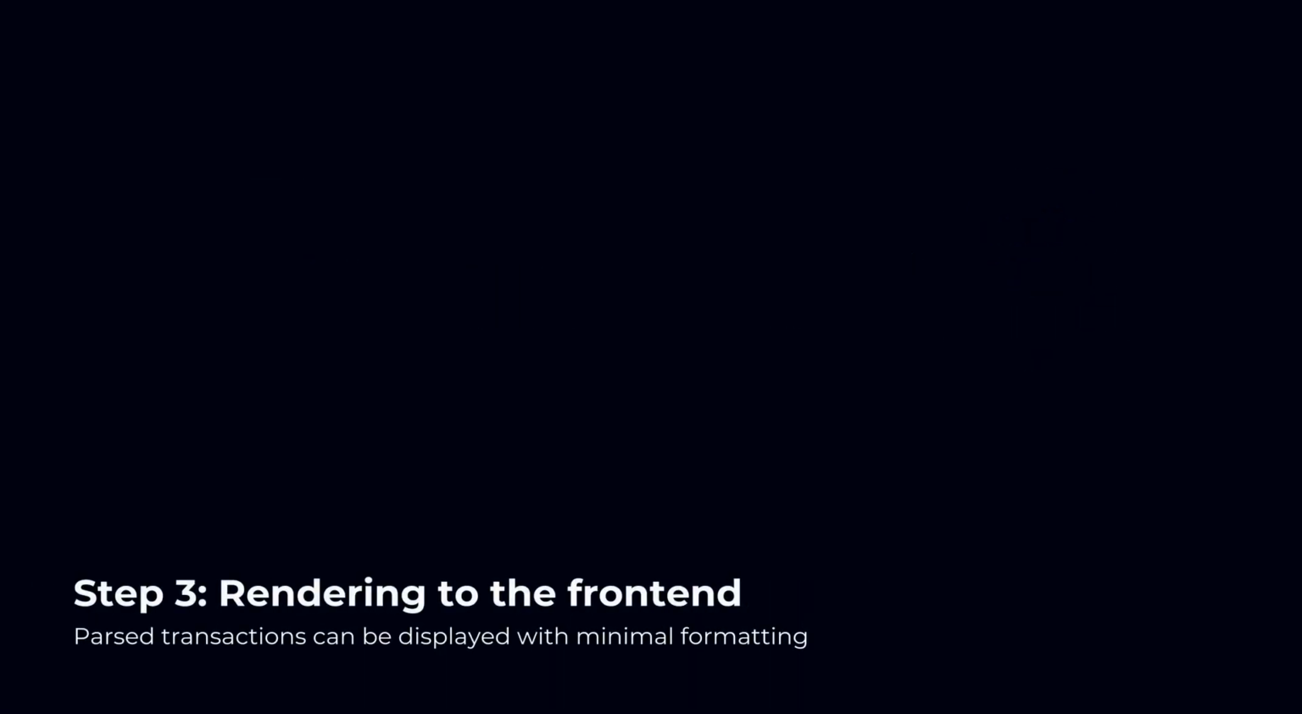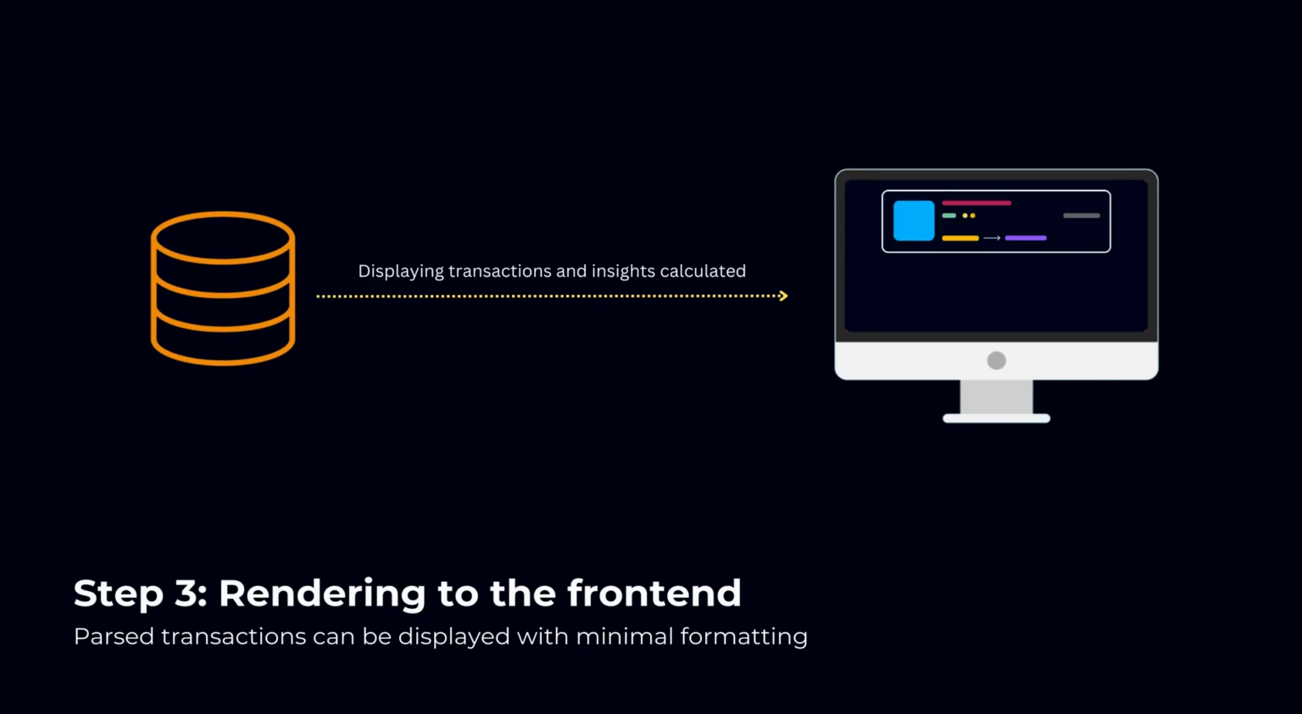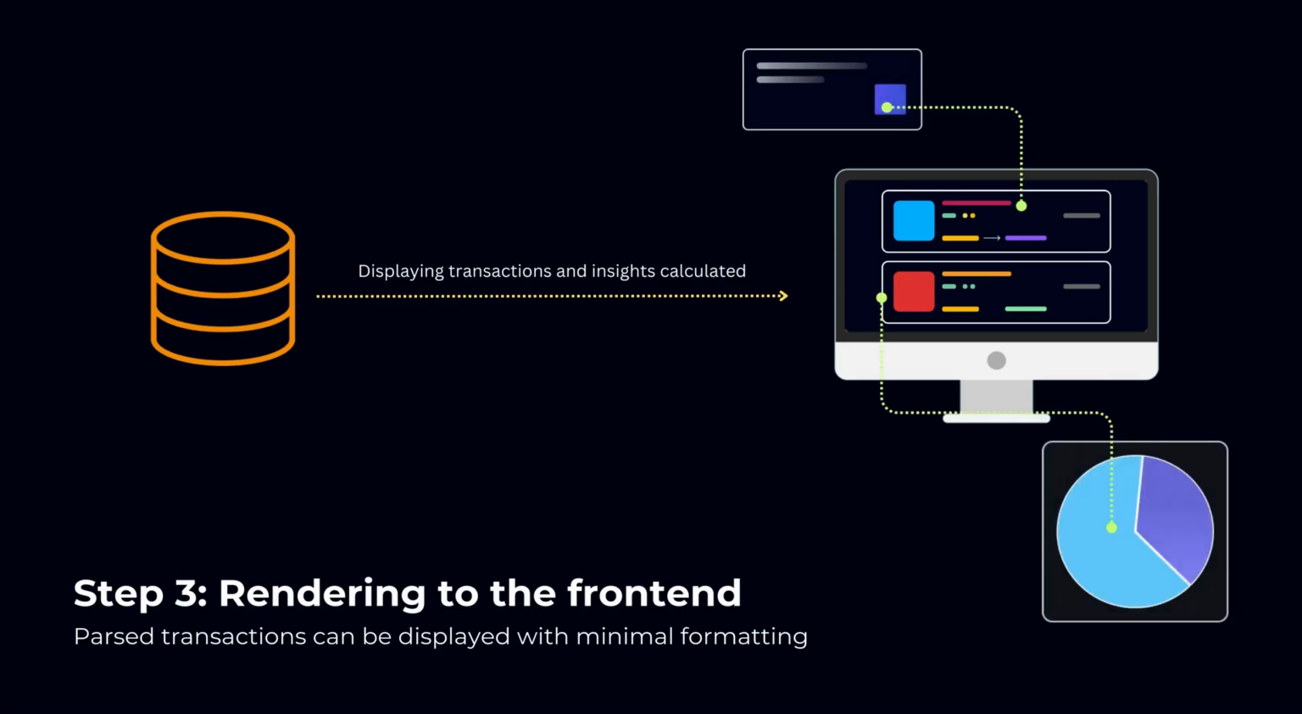For the final step, we render the event transactions collected in the previous step to the front end. Pre-parsed transactions from Shift reduce the extra parsing overhead, and the details can be displayed with minimal formatting. Additionally, these pre-parsed transactions can offer various other insights that may prove valuable to the user. Now let's dive into the code.